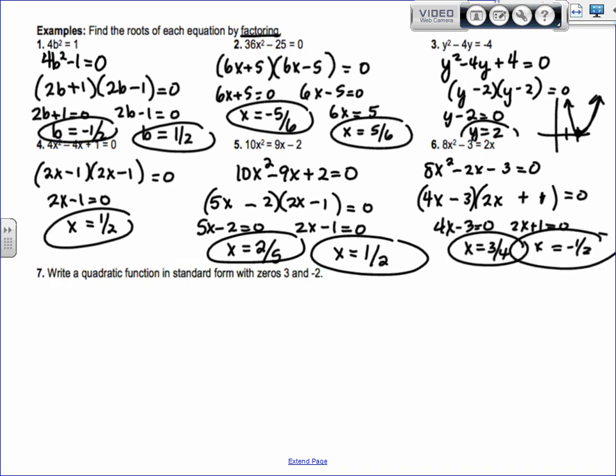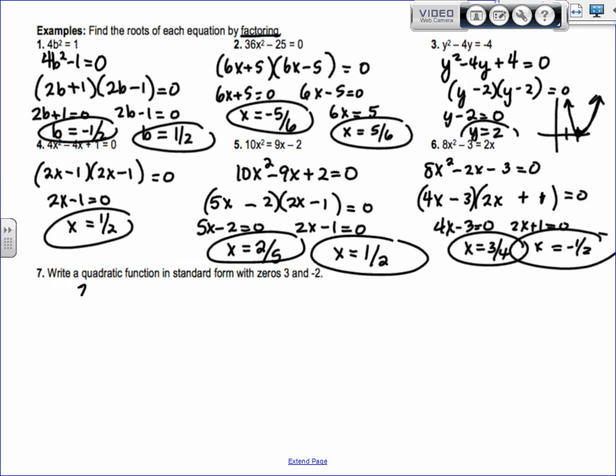Good so far? All right, so the last thing is something that you probably did not do in Algebra 1. This is a little bit different. So it's going backwards. So it's saying, well, what if we know the x-intercepts? What if we know the zeros? How do we get the function? Okay, so it says write a quadratic function in standard form with zeros of 3 and -2.